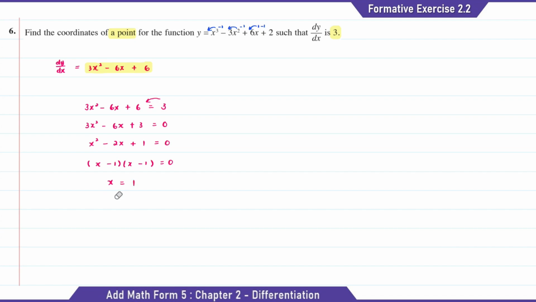And this will be the x coordinates of that point. Then, to find the coordinate y, we need to substitute x equal to 1 into the function. Then y is equal to 6. Therefore, the coordinates of that point will be (1, 6).